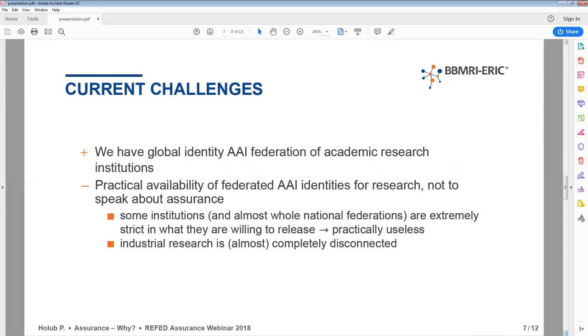Typically, we have nowadays global identity federations of academic research institutions. But on the other hand, when you look at what is available practically, it's a bit constrained, because as research infrastructures, we have not only users from academia, we also have industrial users, and many users coming from hospitals that are not part of these academic alliances. And second, we typically do not receive sufficient information about assurance through the authentication mechanisms, even if the institutions are participating.